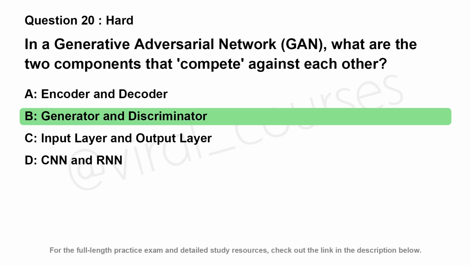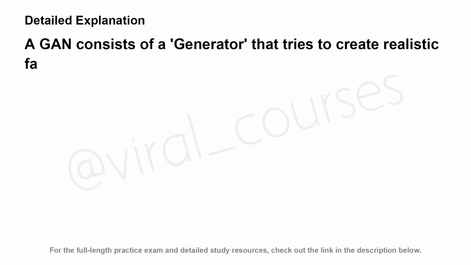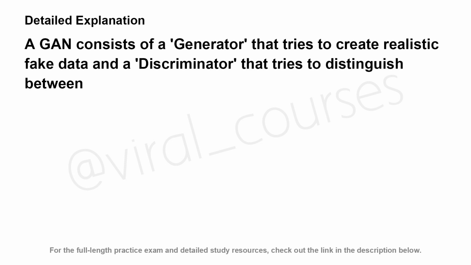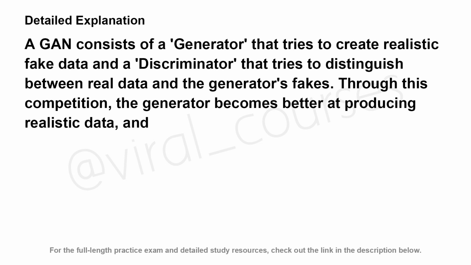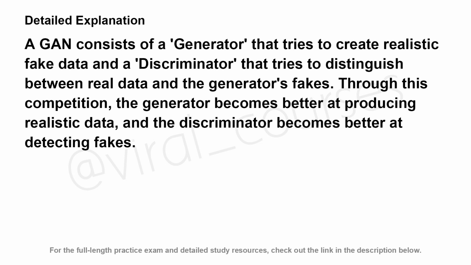The correct answer is B. A GAN consists of a generator that tries to create realistic fake data and a discriminator that tries to distinguish between real data and the generator's fakes. Through this competition, the generator becomes better at producing realistic data, and the discriminator becomes better at detecting fakes.